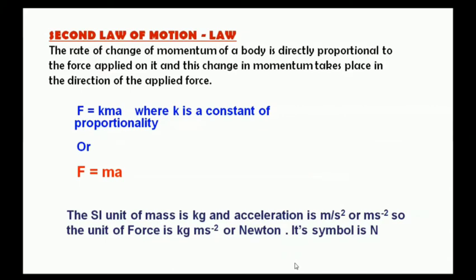Newton's second law of motion states that the rate of change of momentum of a body is directly proportional to the applied force on it, and this change in momentum takes place in the direction of the applied force. Mathematically, we can write Newton's second law of motion as F is equal to kma, where k is a constant of proportionality. In other words, F is equal to m into a. The SI unit of mass is kilogram and acceleration is meter per second square, or ms^-2. So the unit of force is kilogram meter per second square, or Newton. Its symbol is N.